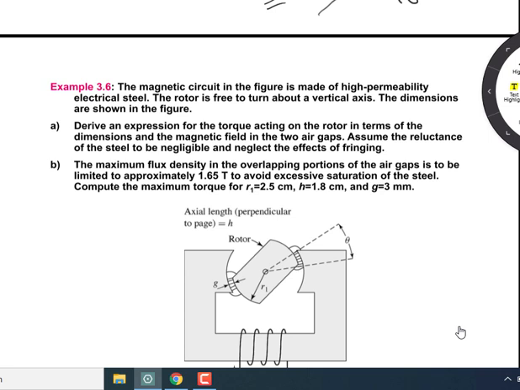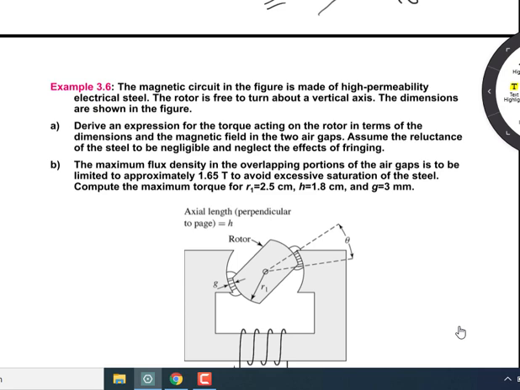Now see here what is happening. As I said, it's made up of high permeability material. Now here one thing is clear, that when the rotor is perfectly aligned, rotor axis aligned with the magnetic shoe axis, then there are two air gaps, each of them having length g, right?